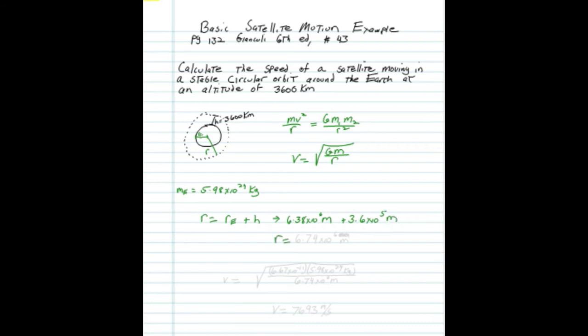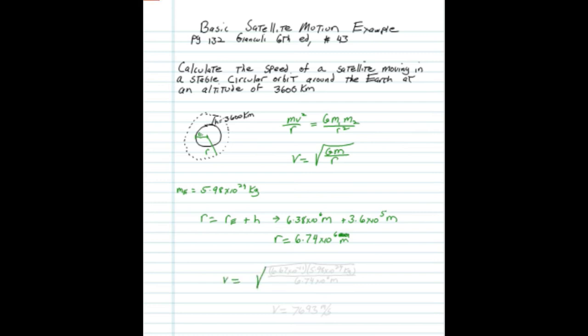So the overall R is the sum of those two numbers, 6.38 times 10 to the 6th plus 3.6 times 10 to the 5th. Gives me 6.74 times 10 to the 6th meters. Put the meters here. Okay. So now I'm ready to go.